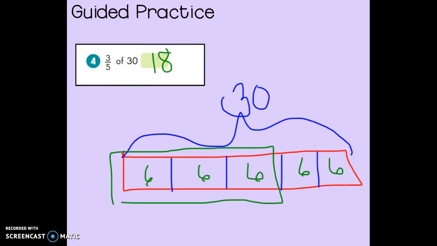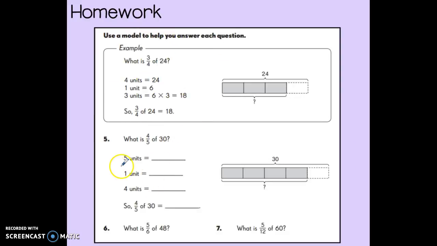There you go. That's your homework for tonight. Your homework looks like this. If this part is confusing, you can cross this off. So you're trying to find 4/5 of 30, 5/6 of 48, and 5/12 of 60.